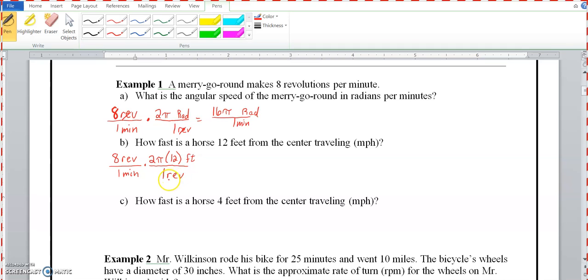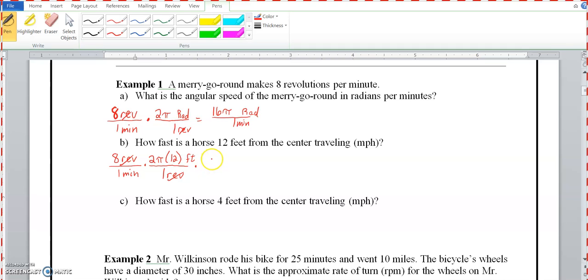So now what we have is we've reduced our revolution units. So now we have feet per minute, which is linear speed. We can travel this many feet in a minute. Unfortunately, that's not the units we need to end in. That's miles and hours. So we still need to keep going. And at this point, it doesn't matter whether we convert feet or the minutes. So we'll just convert our minutes first.